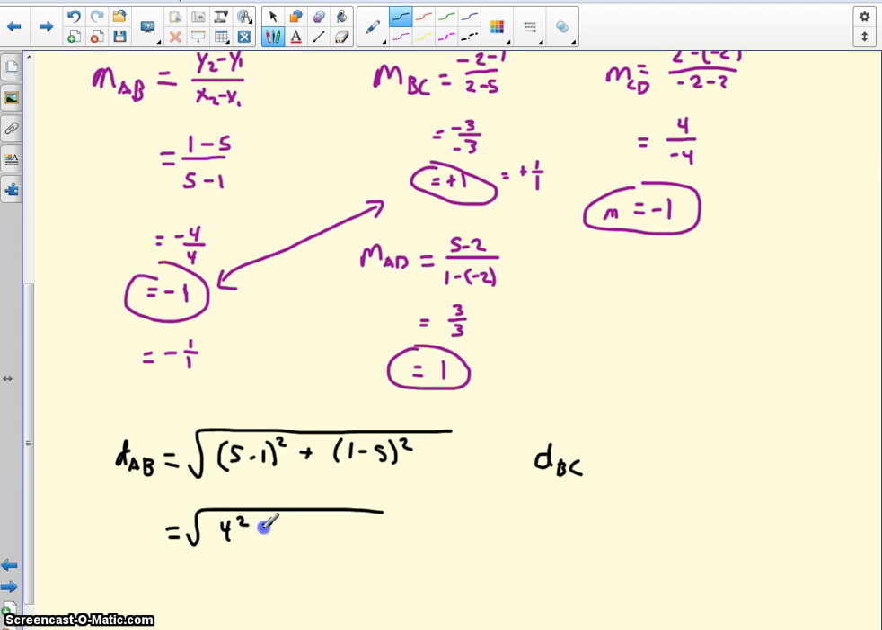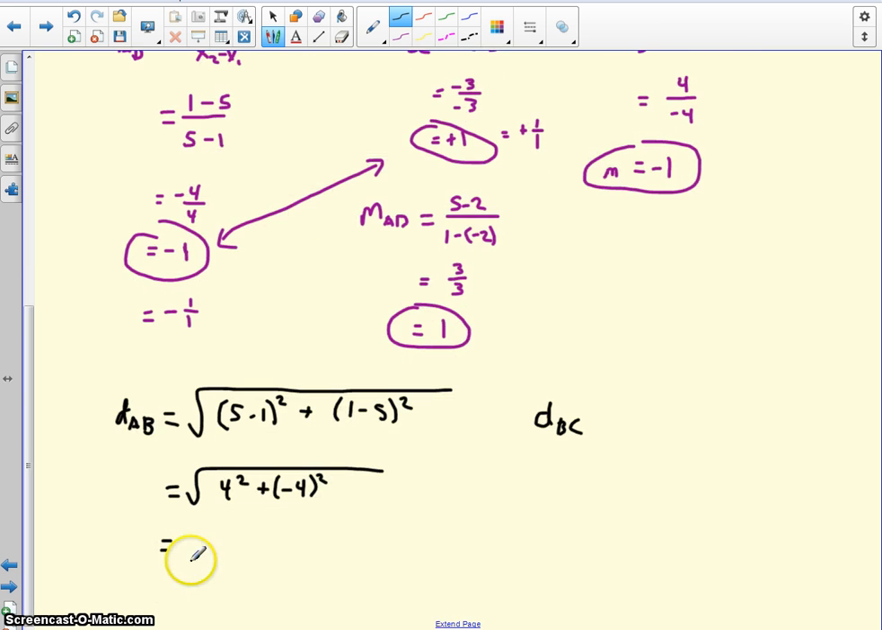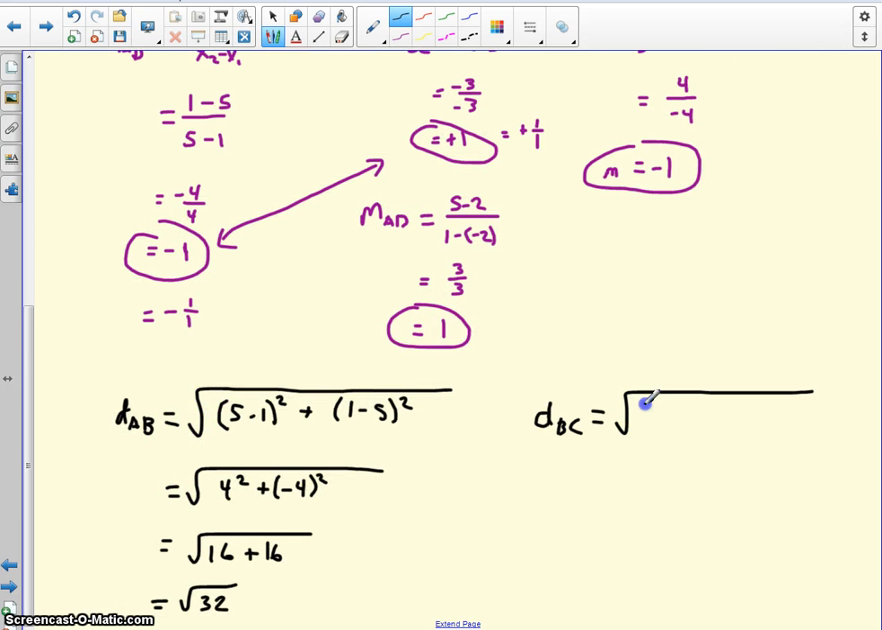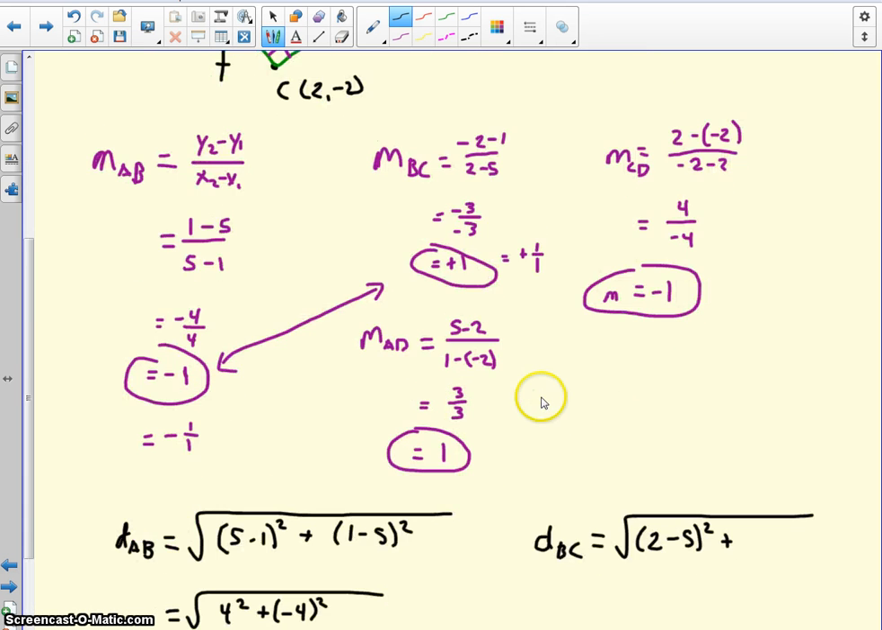So that gives me 4 squared plus negative 4 squared, which gives me a square root of 16 plus 16, which is a square root of 32. Okay, I'm going to do the same thing with BC. So going from B to C, x2 minus x1, 2 minus 5, all squared. And then negative 2 minus 1.